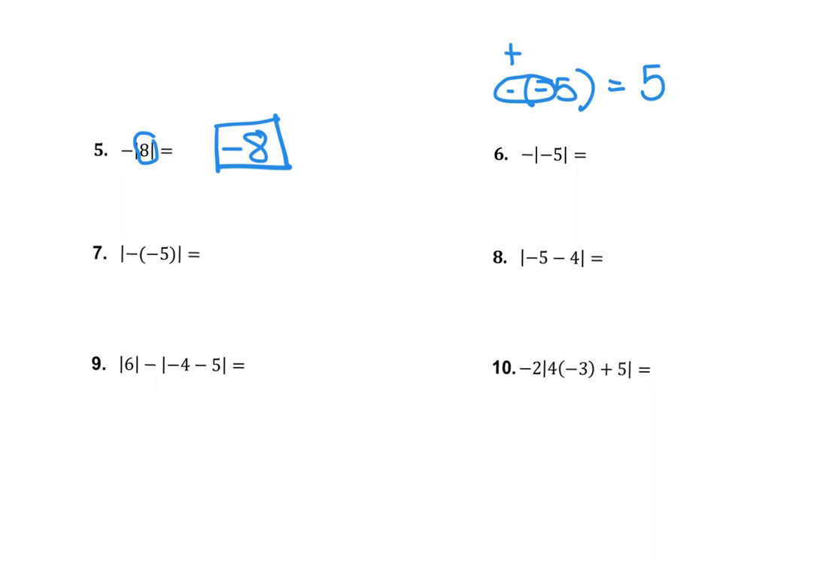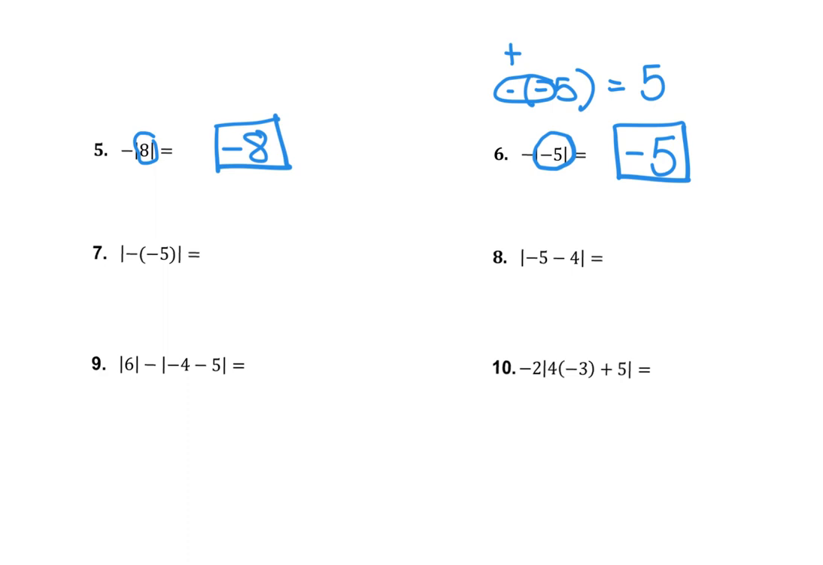And for number 6, what I have is the negative absolute value of -5, which means the opposite of the absolute value of -5. And again, just like in question number 5, I have to then evaluate the absolute value of -5 because those absolute value symbols have a mathematical value. So the absolute value of -5 is 5, and then I'll come back and place my negative sign on the outside of that.